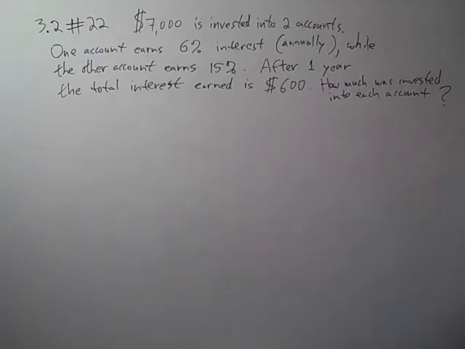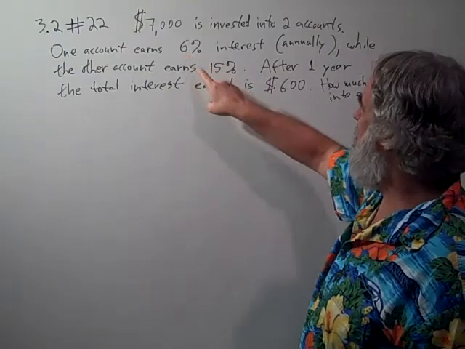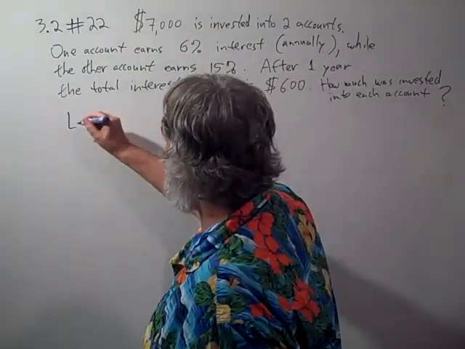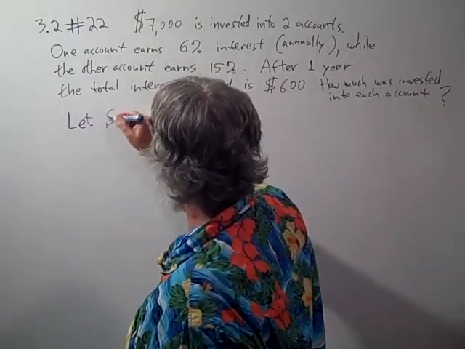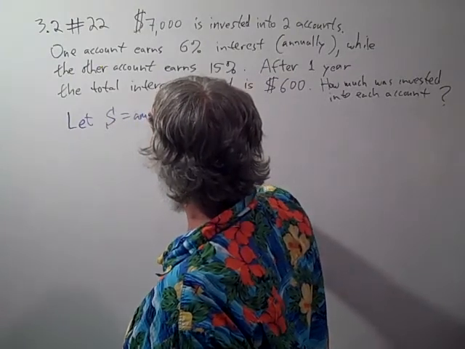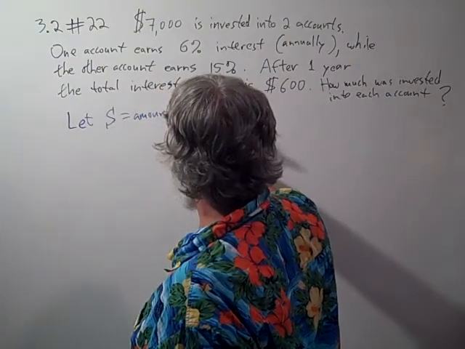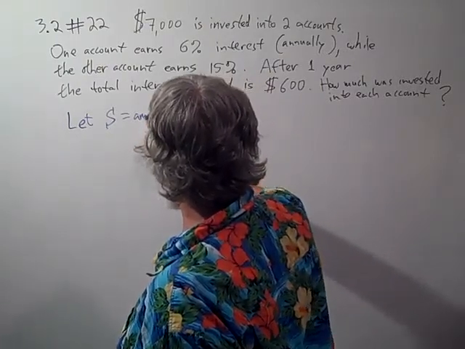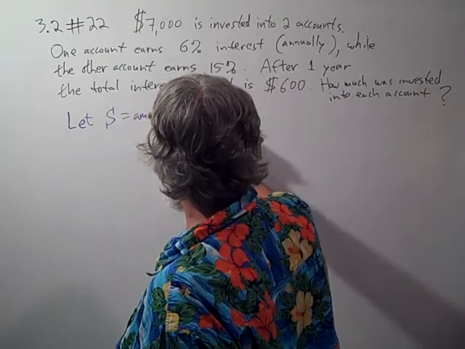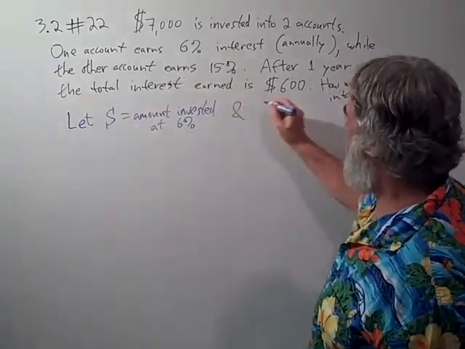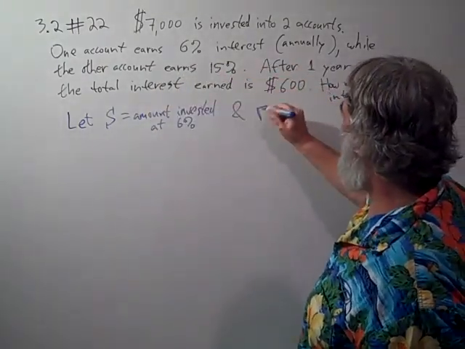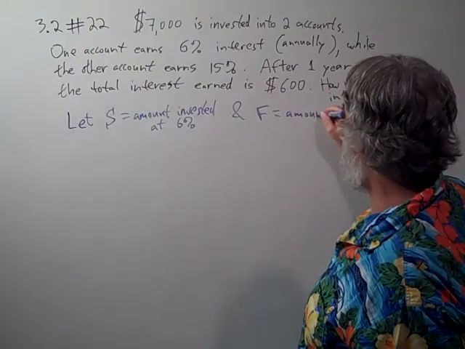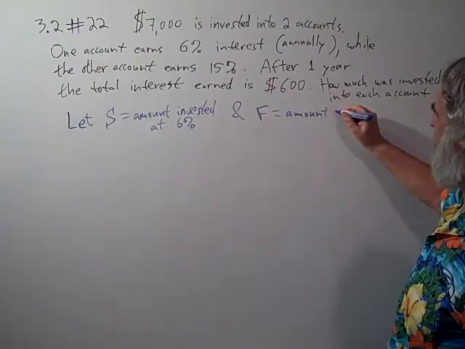So, as usual, we begin by creating variables to stand for the quantities we're looking for. Some was invested at 6%, some was at 15%. So let's let S equal the amount invested at the 6%. And then let's let maybe F for 15, F equal the amount invested at 15%.